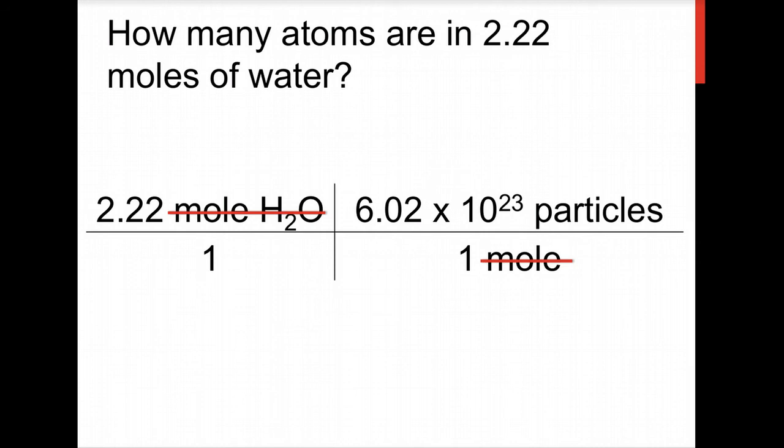And when we do the math, 2.22 times 6.02 times 10 to the 23rd, we're going to get 1.35 times 10 to the 24th particles. Okay, that says atoms there, but it really should say particles or molecules. We're going to use these conversions in chemistry this week, converting between grams to moles and moles to particles.